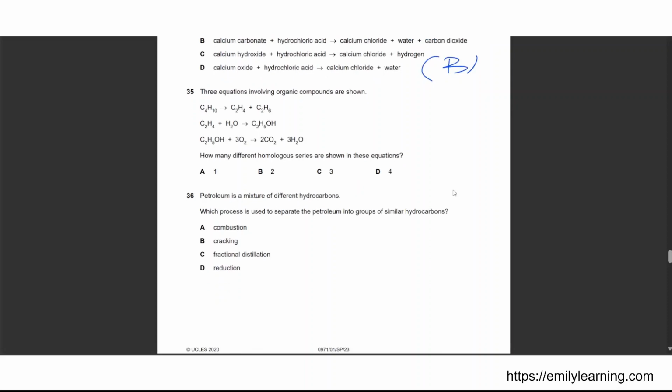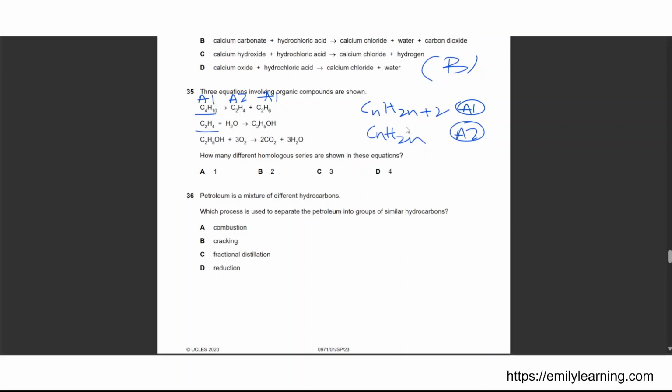Moving on to question 35, three equations involving organic compounds are shown. How many different homologous series are shown in the equations? Let's look at this. C4H10 is an alkane because it follows CnH2n+2. Let me call an alkane A1. CnH2n is an alkene, let me call an alkene A2. So this is A1, this is A2. C2H4 follows CnH2n, so it's an alkene. Then C2H6 follows the alkane general formula. So I have two different types of homologous series in the first equation, alkanes and alkenes.